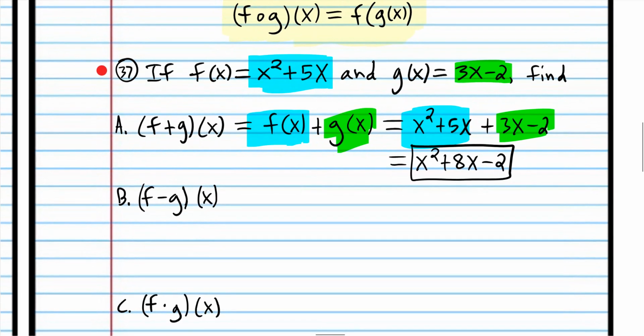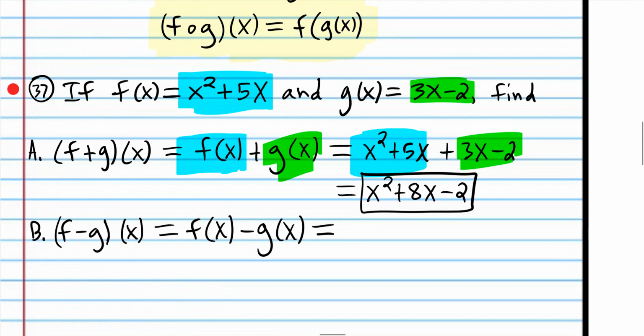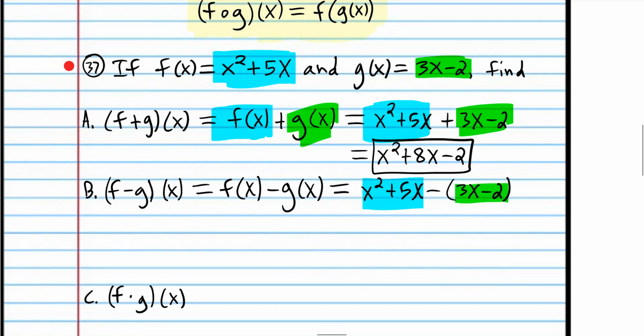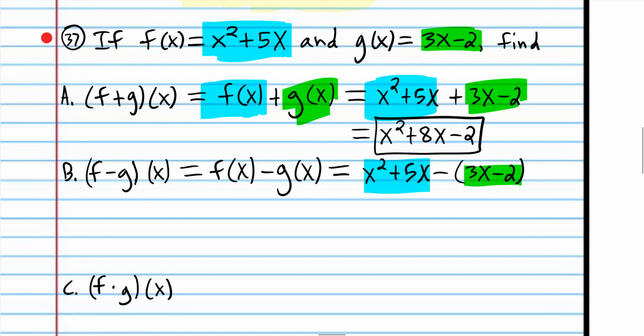So let's find f minus g of x. Well, obviously that's just f of x minus g of x. And f of x, we're told, is the blue expression. And then we're going to subtract the green expression, but we're subtracting the whole green expression, not just part of it, so we have to use parentheses. One of the most common mistakes that students make is they don't write parentheses and they get the wrong answer. It's pretty much a guarantee that students are going to make that mistake.